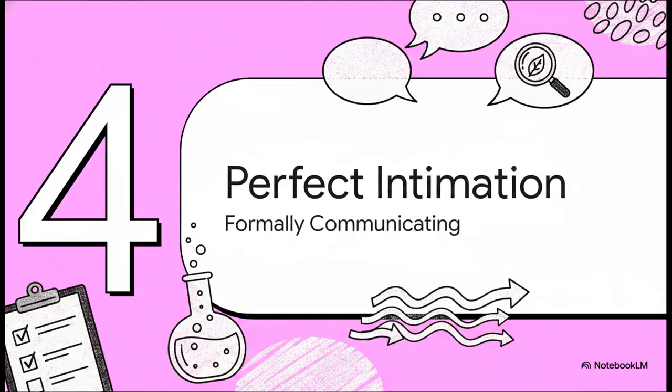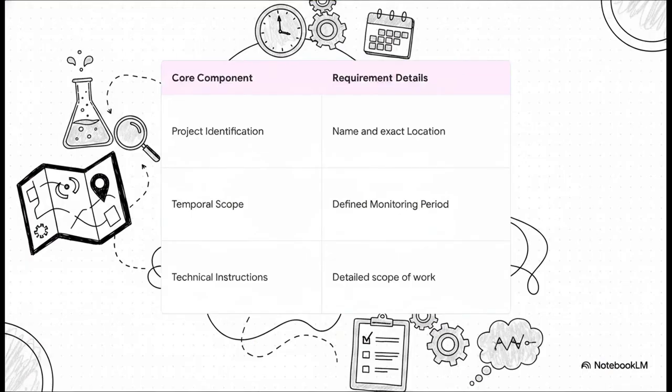Which brings us to Part 4, the perfect intimation format. So you've prepped internally, now it's time to formally communicate with the lab using Checklist Part B. This is the actual intimation letter going to the lab's technical manager, and it has to explicitly map out 3 core things. Number 1, project identification. Clear project name, exact location. Number 2, temporal scope. Is this monitoring period a specific month or a whole season? And number 3, technical instructions. A hyper-detailed message defining the exact scope of work. Structure it this way, and the lab operates with zero ambiguity.